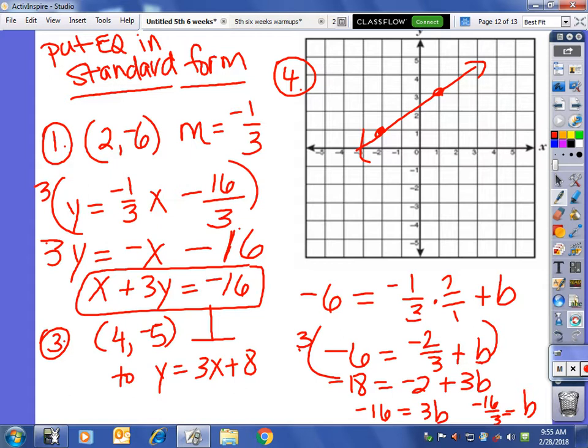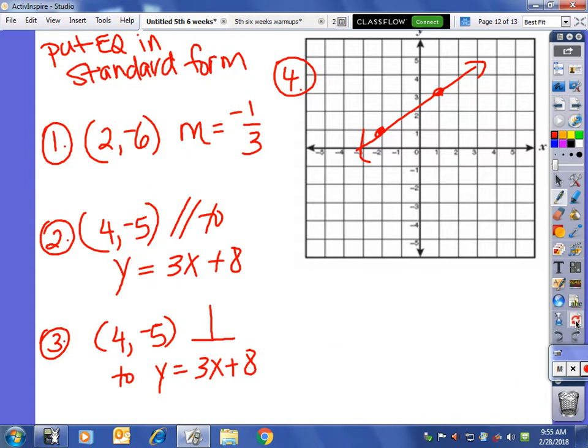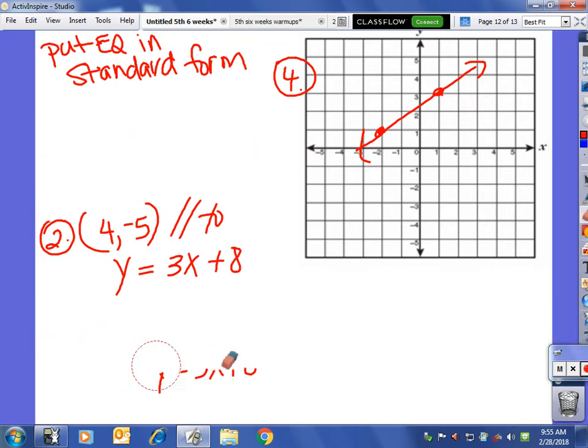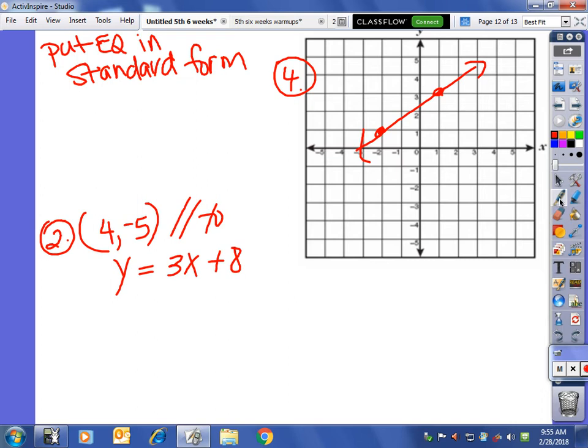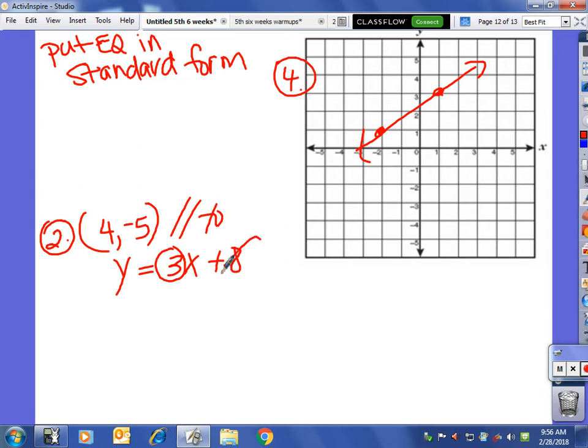Now, number 2. I gave you a point and a slope as well, except I gave you a point and a slope in a tricky kind of way. You had to know about parallel lines. Parallel lines have the same slope. So that's how I was tricky. They have the same slope but different y-intercepts. So the only thing I needed from this was the 3. So I'm going to use this point and this slope to find my b.